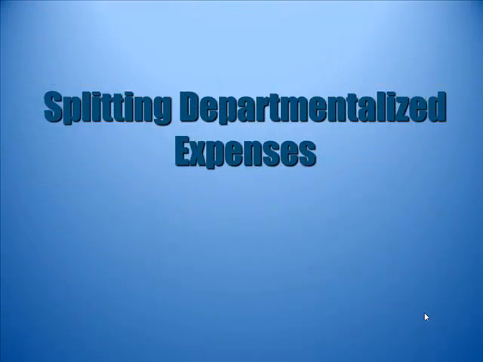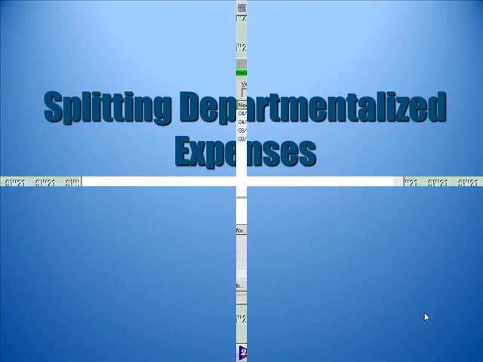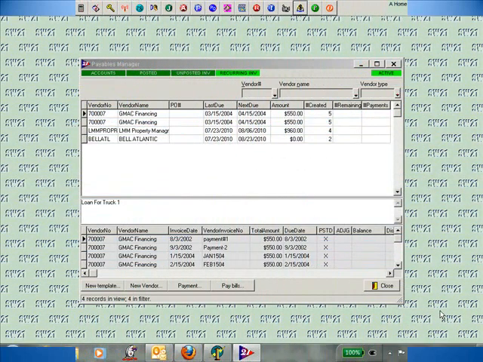I mentioned a little bit earlier the possibility of taking an AP invoice and splitting the expense amongst multiple departments. Let's take a look at that now. We're going to do this by making use of a recurring accounts payable invoice.